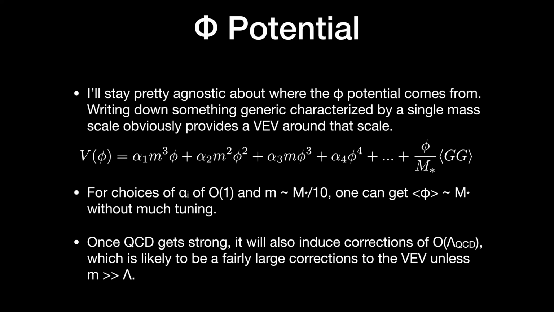Once QCD gets strong, this last term in the potential also induces corrections of order lambda QCD, which is likely to be a fairly large correction to the VEV unless m is much larger than lambda QCD itself.